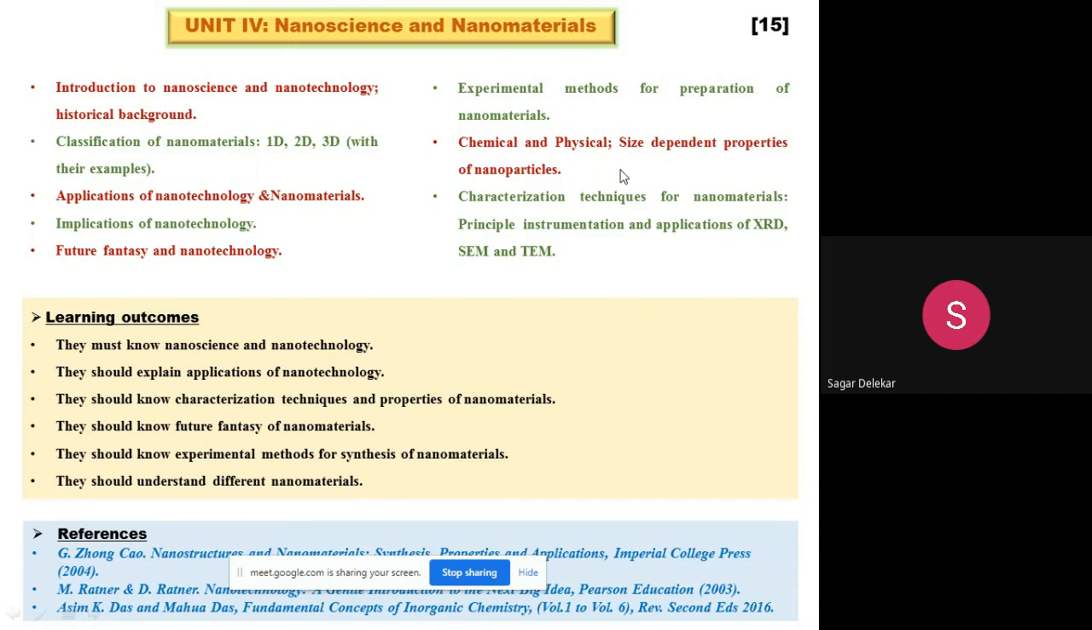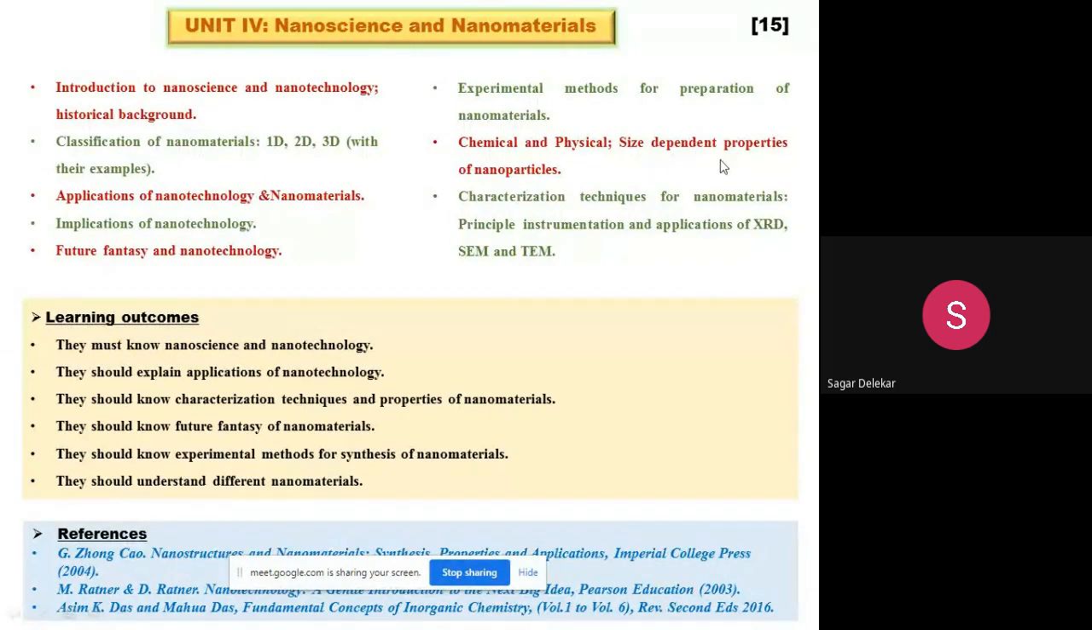For conversion of CO to CO2, means oxidation reaction, one can use the gold nanocatalyst. For reduction reaction, means nitro compound to the amino compound, one can use the nano gold catalyst. So these are the few points or few examples you want to cover under size dependent properties.